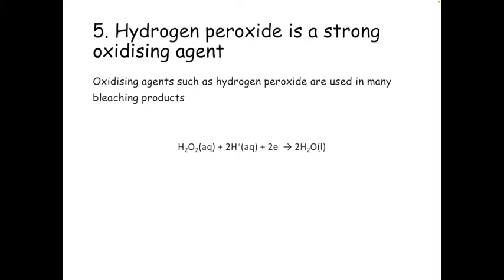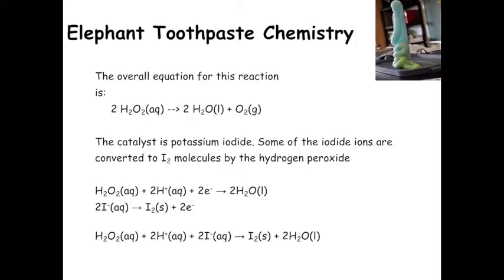So it's quite good, but we're going to see how it can be used for something special, and that is the elephant's toothpaste. And what happens is you've got this hydrogen peroxide reacting to produce water and oxygen. However, there's an actual catalyst in here, and it's potassium iodide. What happens is some of the iodide ions are converted to I2 molecules by the hydrogen peroxide. So you can see this here. The hydrogen peroxide is being reduced.